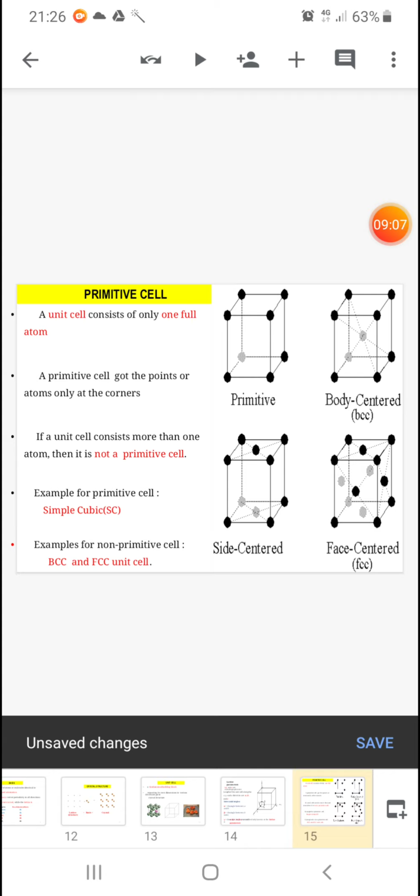Now, what do we mean by primitive cell? A unit cell consisting of only one full atom is known as a primitive cell. A primitive cell has points or atoms only at the corners. If a unit cell consists of more than one atom, then it is not a primitive cell. Example of a primitive cell: simple cubic structure, that is SC. Examples of non-primitive cells: the BCC and FCC unit cells.